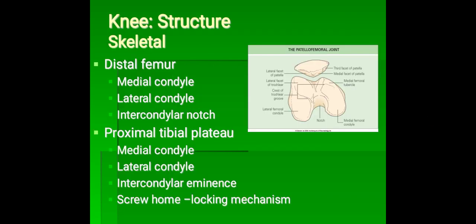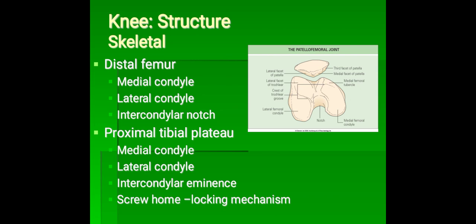Structure and skeleton of the knee joint. The knee joint is composed of the distal femur and the proximal tibia. The femur and the tibia are the largest long bones in the body, and they perform the principal structural, weight-bearing, and locomotive functions of the lower extremity.